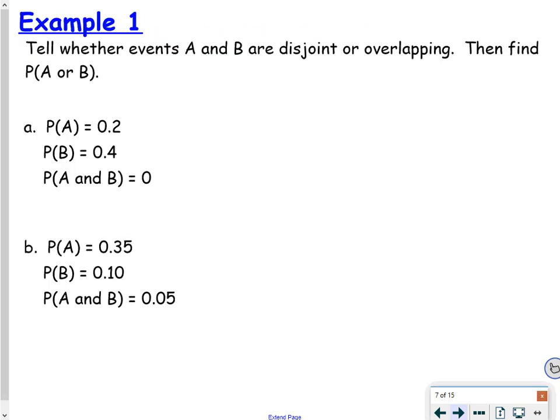So let's take a look at example 1. First, we want to tell whether events A and B are disjoint or overlapping. This is going to be the most important part of every problem, because we have to decide whether they're disjoint or overlapping in order to find the probability of A or B occurring. In part A, notice that the probability of A and B is 0. That means these two things cannot happen at the same time, which makes them disjoint.